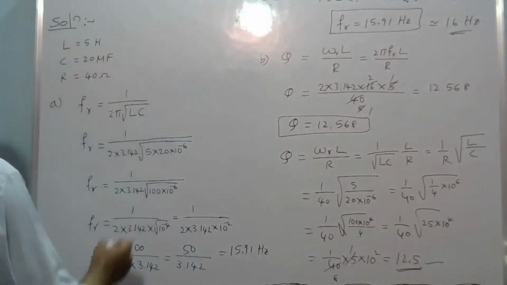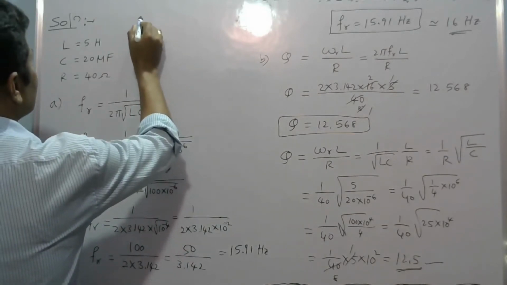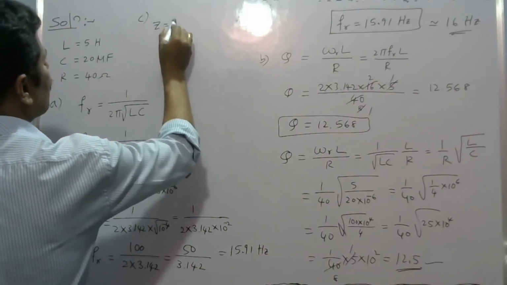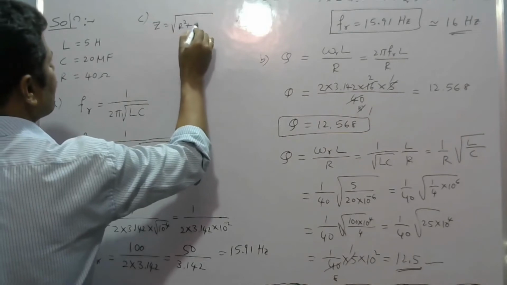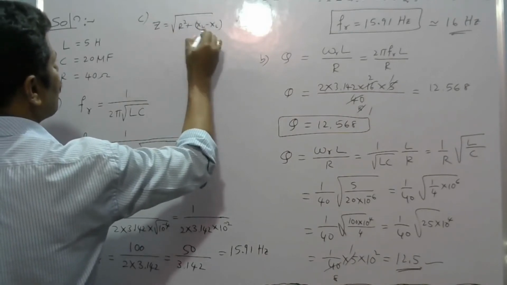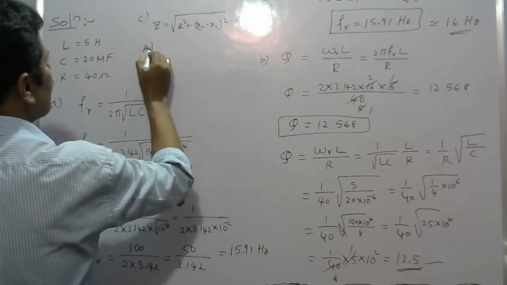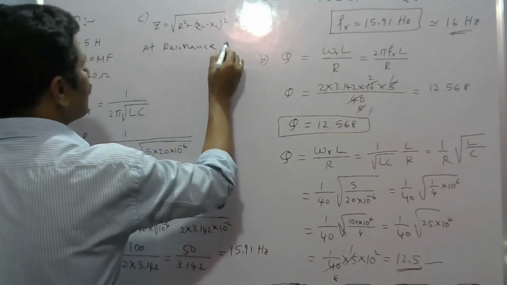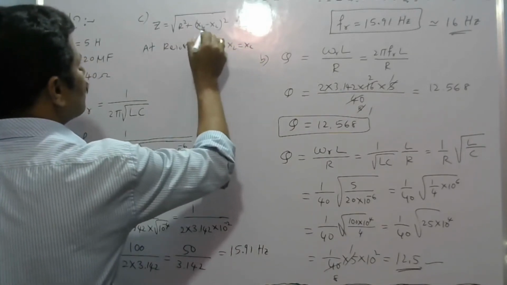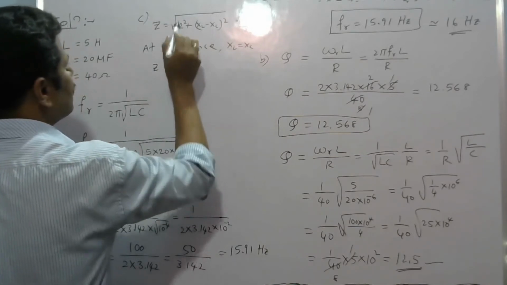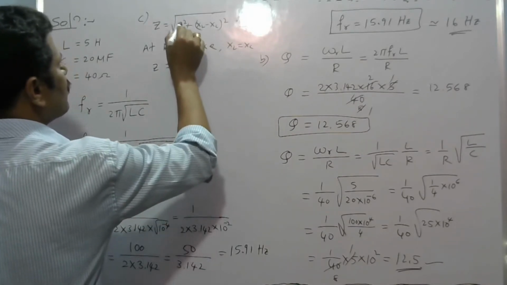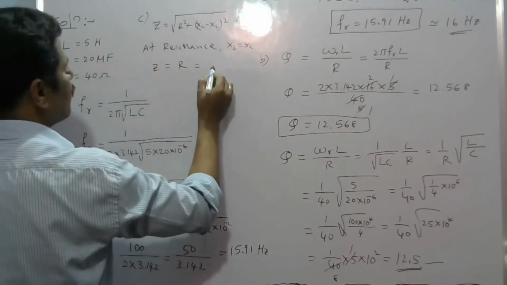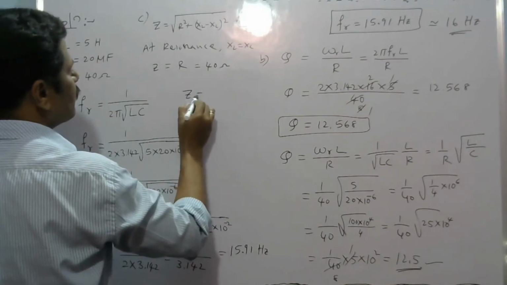Now let me find Z, the impedance at resonance. We know that Z is equal to the square root of R square plus XL minus XC whole square. At resonance, we know that XL equals XC. If XL equals XC, then Z equals how much? Z equals R, because the square root of R square is R. So we can write that Z equals R. Here R equals 40 ohm. So Z is equal to 40 ohm.